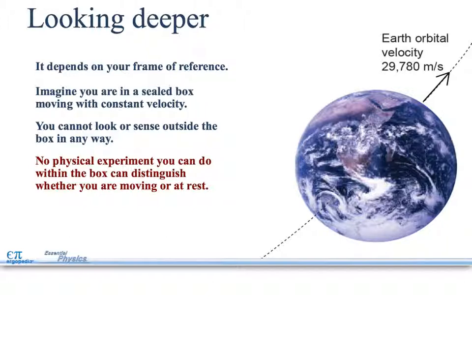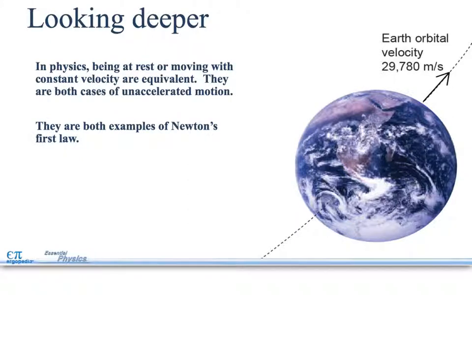No physical experiment you can do within the box can distinguish whether you're moving or at rest, because if you're in the box, that is your whole world. There is nothing outside of the box to you. In physics, being at rest or moving with a constant velocity are equivalent. They are both cases of unaccelerated motion. They are both examples of Newton's first law.